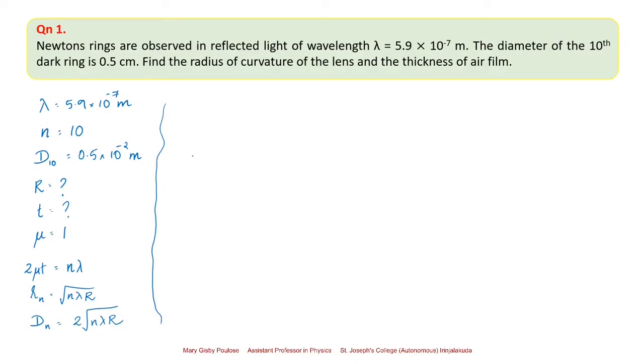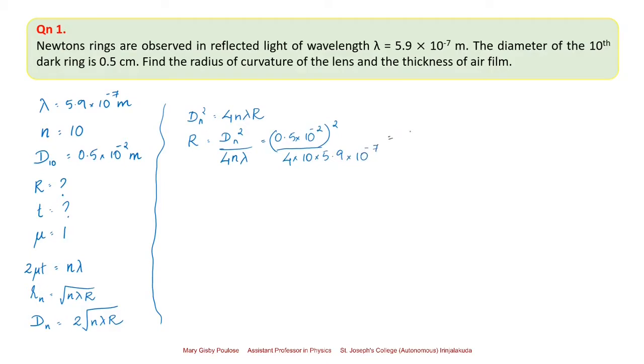Now, in order to find r, we just need to isolate this equation in terms of r. Hence, we write dn square is equal to 4 times n lambda r. Thus, r is equal to dn square divided by 4n lambda. Let us substitute the values here. We get 0.5 into 10 raised to minus 2, the whole square, divided by 4 into 10 into 5.9 into 10 raised to minus 7.